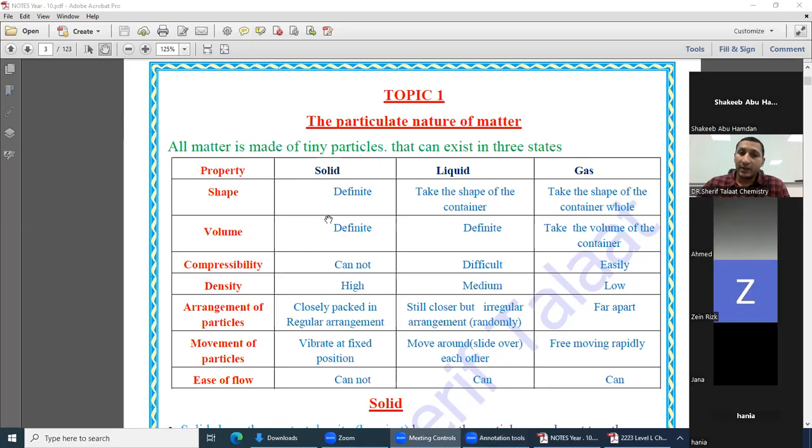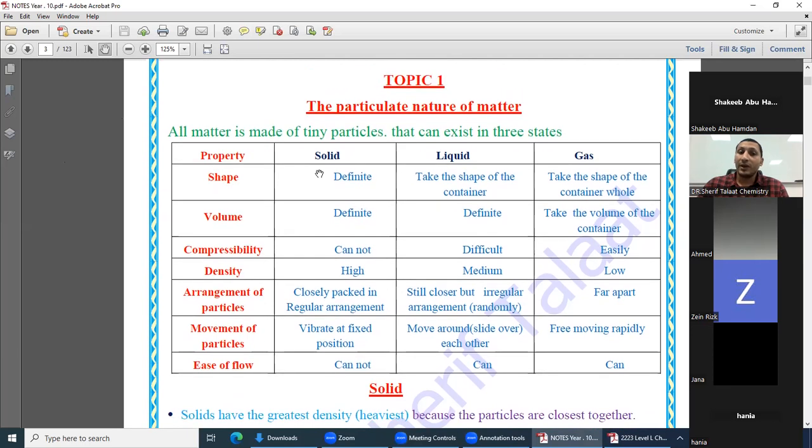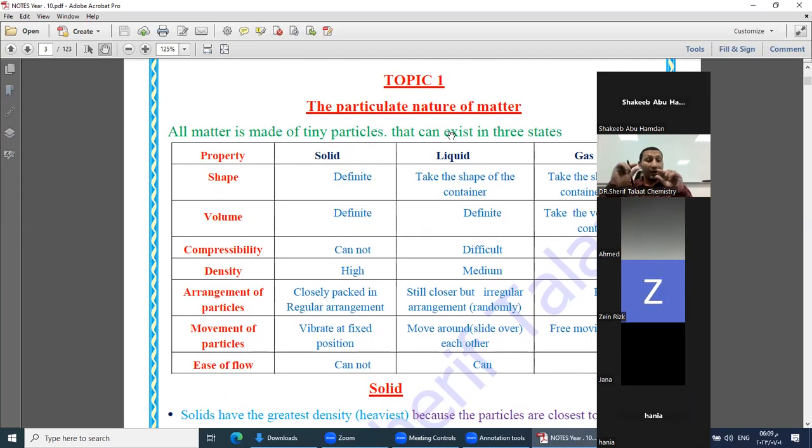At the beginning, states of matter. We all know that we have three states of matter: solid, liquid, and gas, and we can change material from one state to another. What is the difference between solid, liquid, and gas? Solid particles are closely packed, close together, in a regular arrangement, vibrating around their position, and you'll find that solid has a fixed shape and fixed volume.